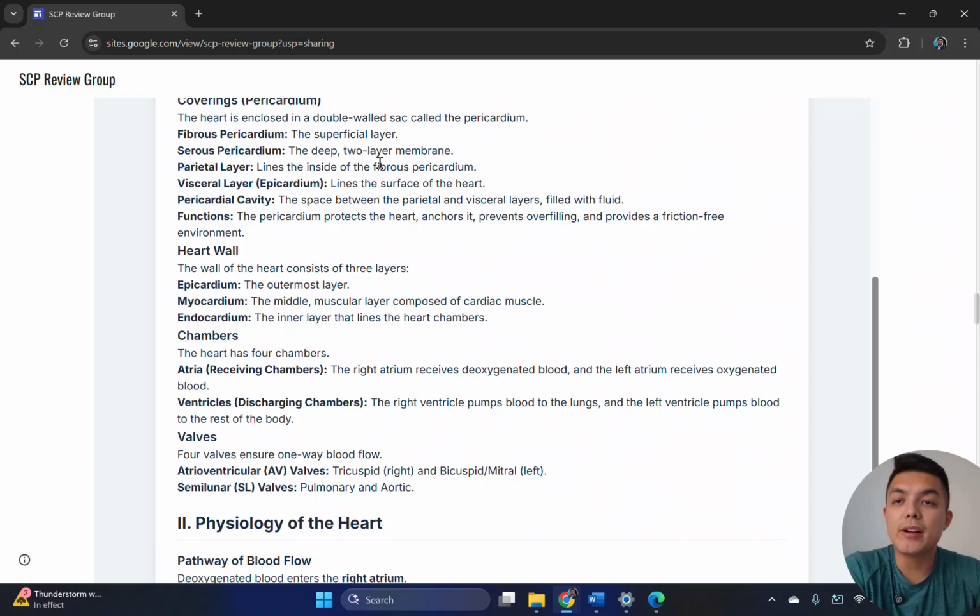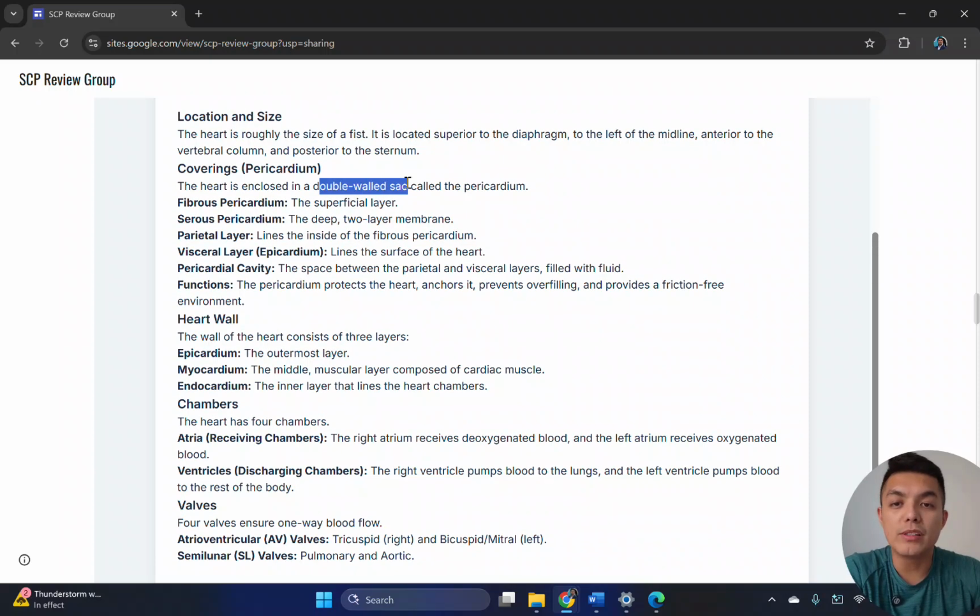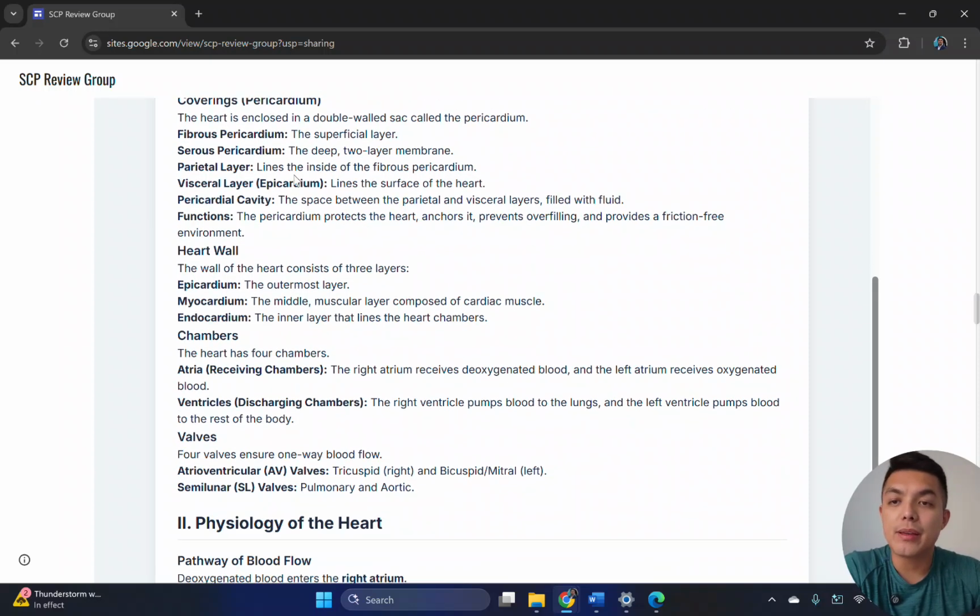Next is the pericardium. The heart is enclosed in a double-walled sac called the pericardium. So it's a double-walled sac. Next is the fibrous pericardium. This is the superficial layer. And next is the serous pericardium, which is the deep two-layer membrane.